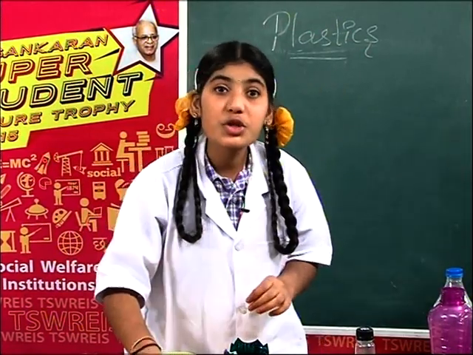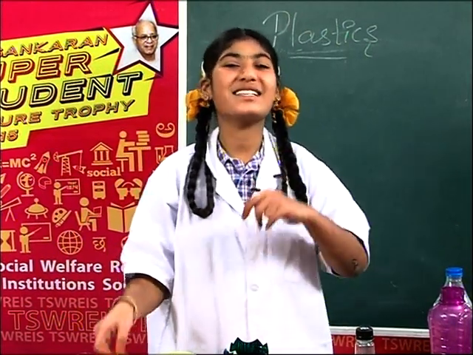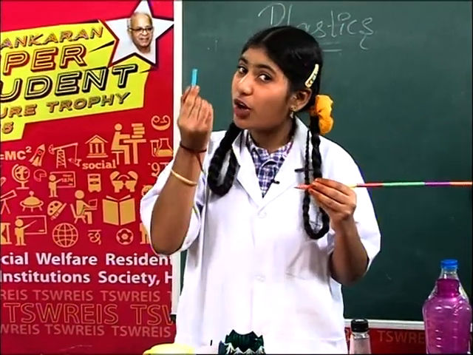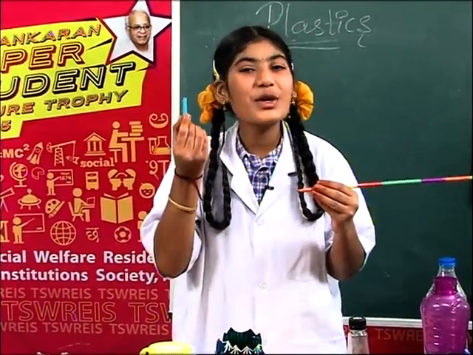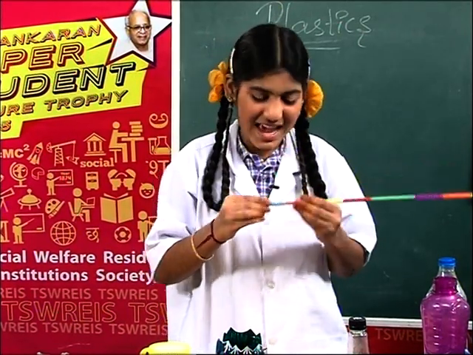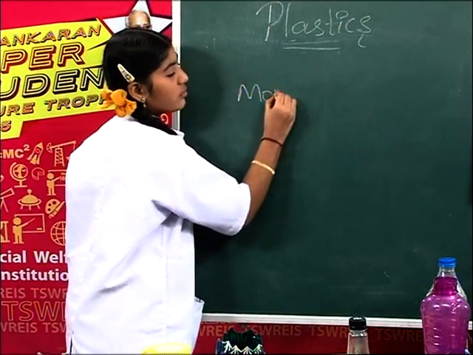Polymers are used to prepare plastics. And friends, in the polymers, these small units are known as monomers. What are these small units known as, friends? Yes, that is monomers. Monomers.